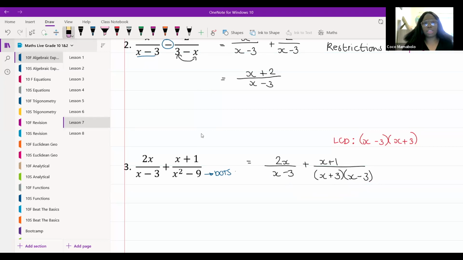So ma'am, the LCD in this case would be x plus 3 and x minus 3, both of them. It must be both, because both of them need to be represented. Remember, we must represent the whole denominator.